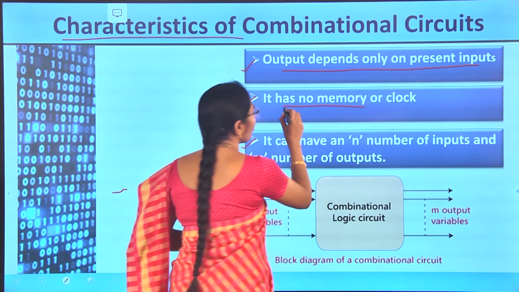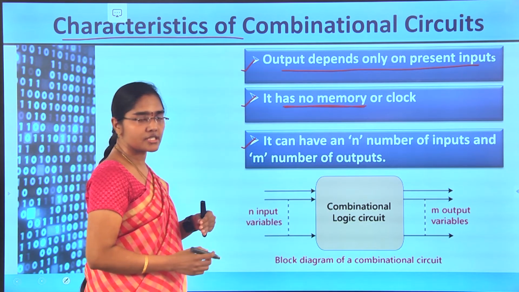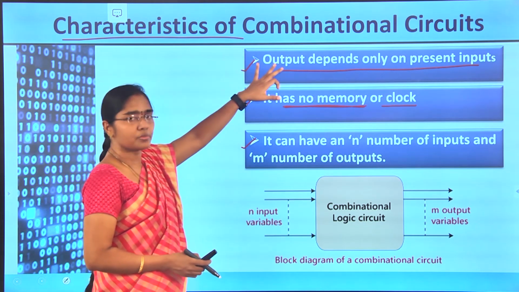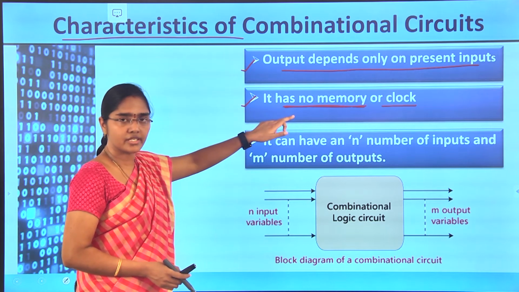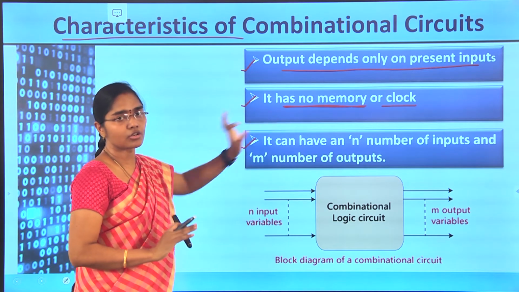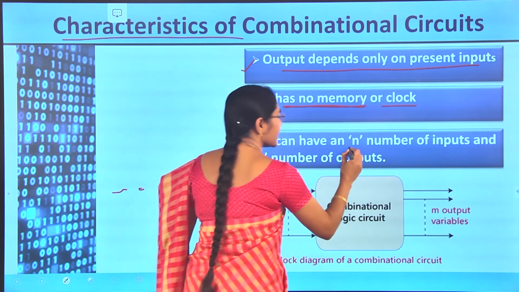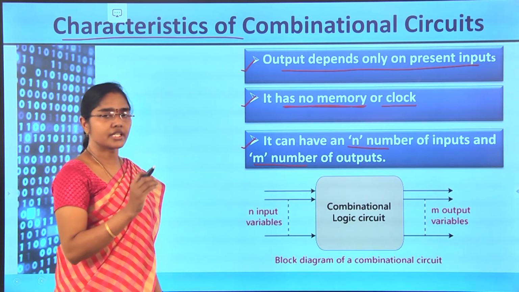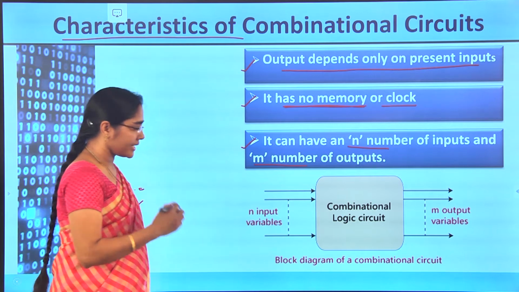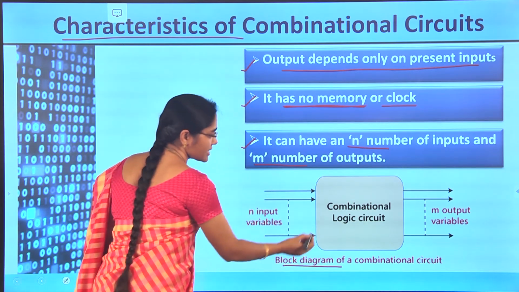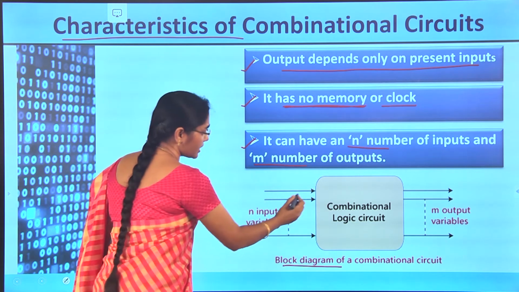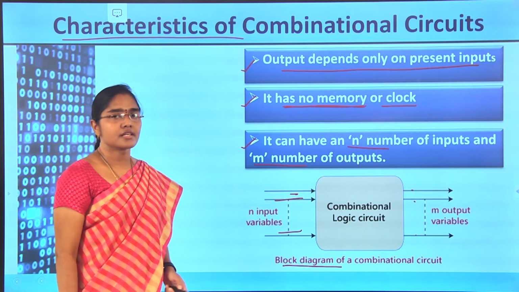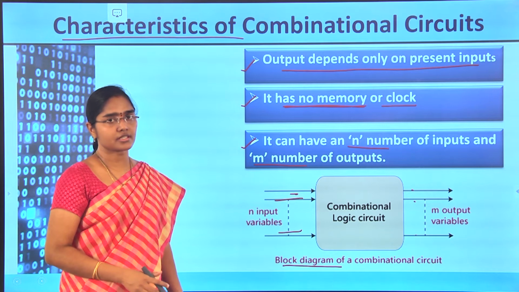It means no memory and no clock signal is used by the combinational circuit. So the output depends only on the present input, no storage is required, and therefore it does not require any memory or clock signal. It can have n number of inputs and m number of outputs, which may or may not be equal, and both are greater than or equal to 1. Its block diagram is represented as one box with inputs and outputs. These are the characteristics of combinational logic circuits.